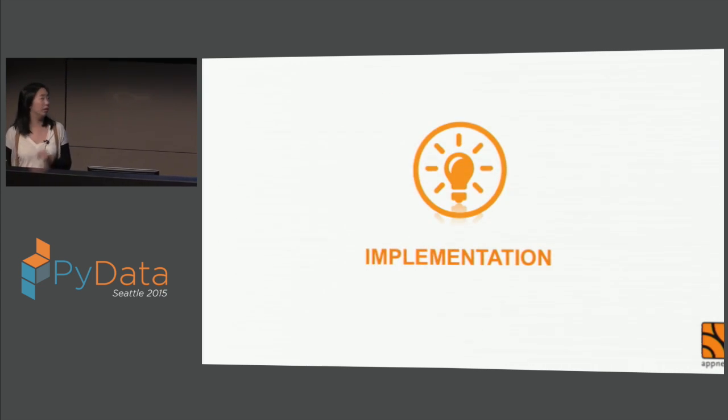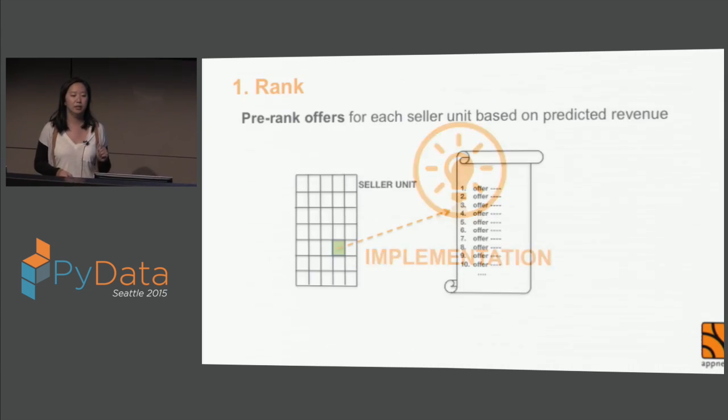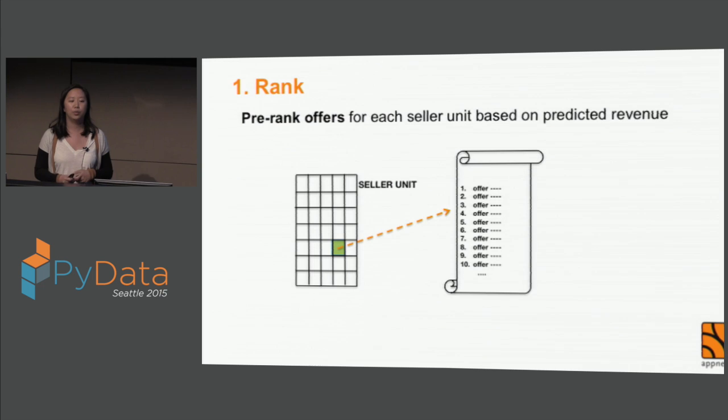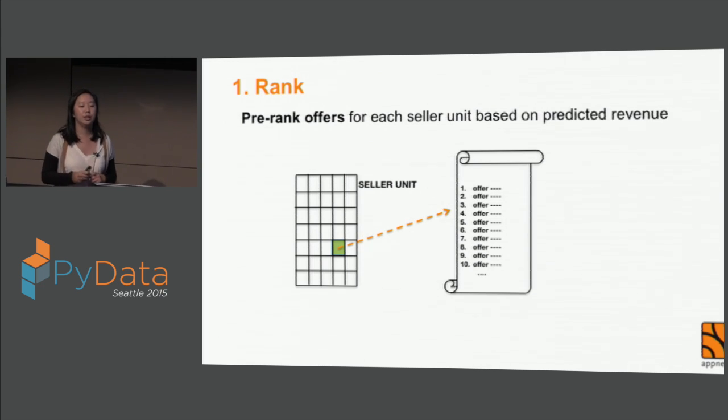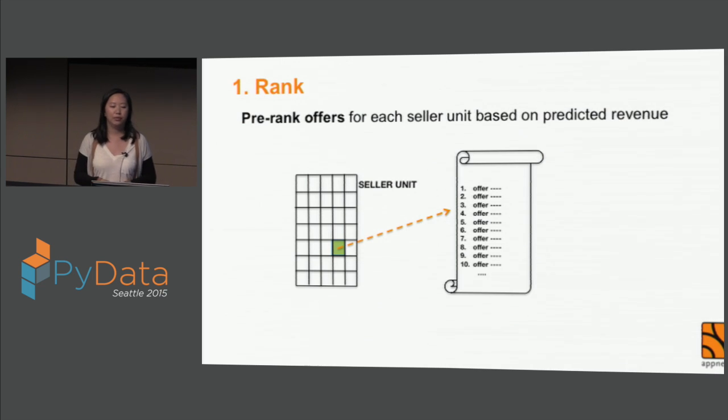Okay, so let me talk about the implementation of this. There are 3 steps. The first is a rank. Based off of your predicted revenue, this is a little bit like doing the probability prediction, but it's more lenient towards being not as accurate. You don't have to be as accurate here. So you rank your offers based off of historical information and some kind of prediction.